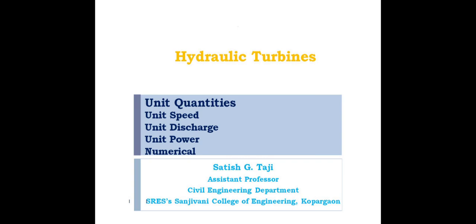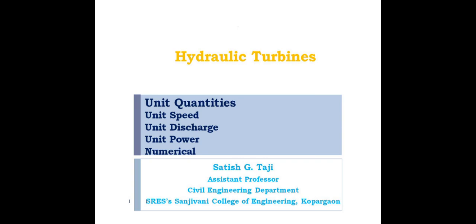Okay. Today in hydraulic turbines itself, we will study unit quantities. In the last class we have seen specific speed. What is the use of specific speed? Based on the value of specific speed, we can classify the turbine. Is it not? We have learned it.